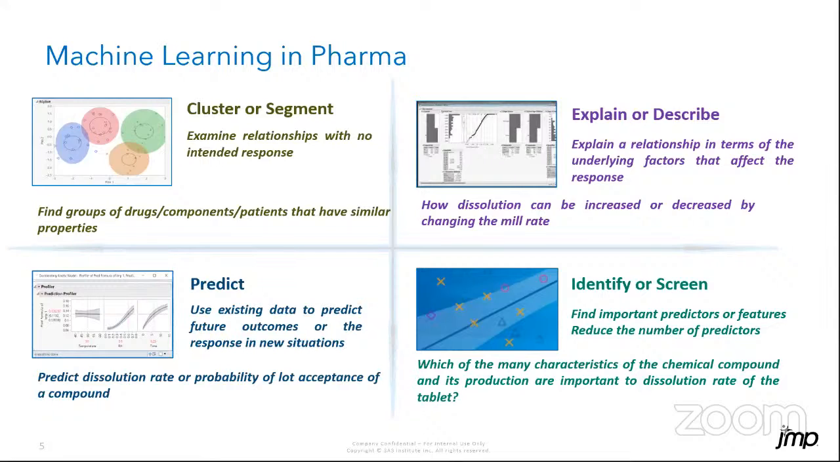So essentially clustering, you want to describe, you want to predict, you want to identify or screen. These are the end goals of chemometrics. You start using various statistical techniques to get to this ultimate goal.